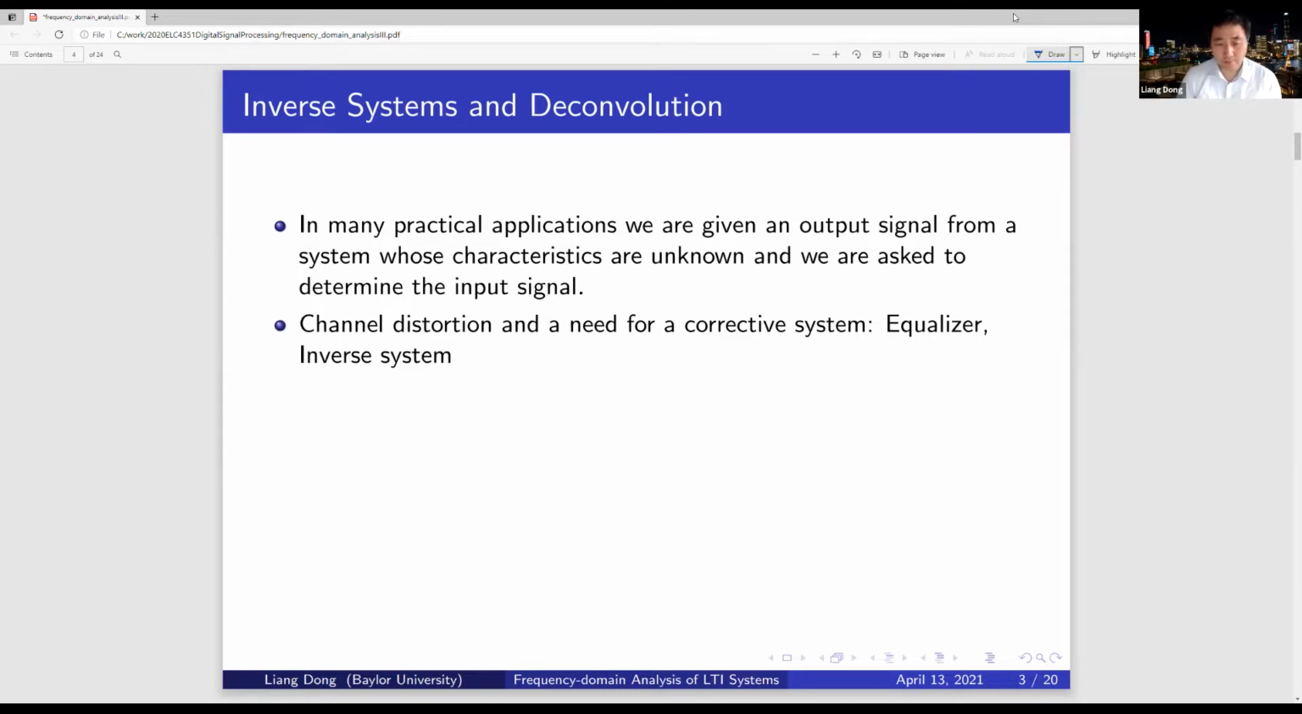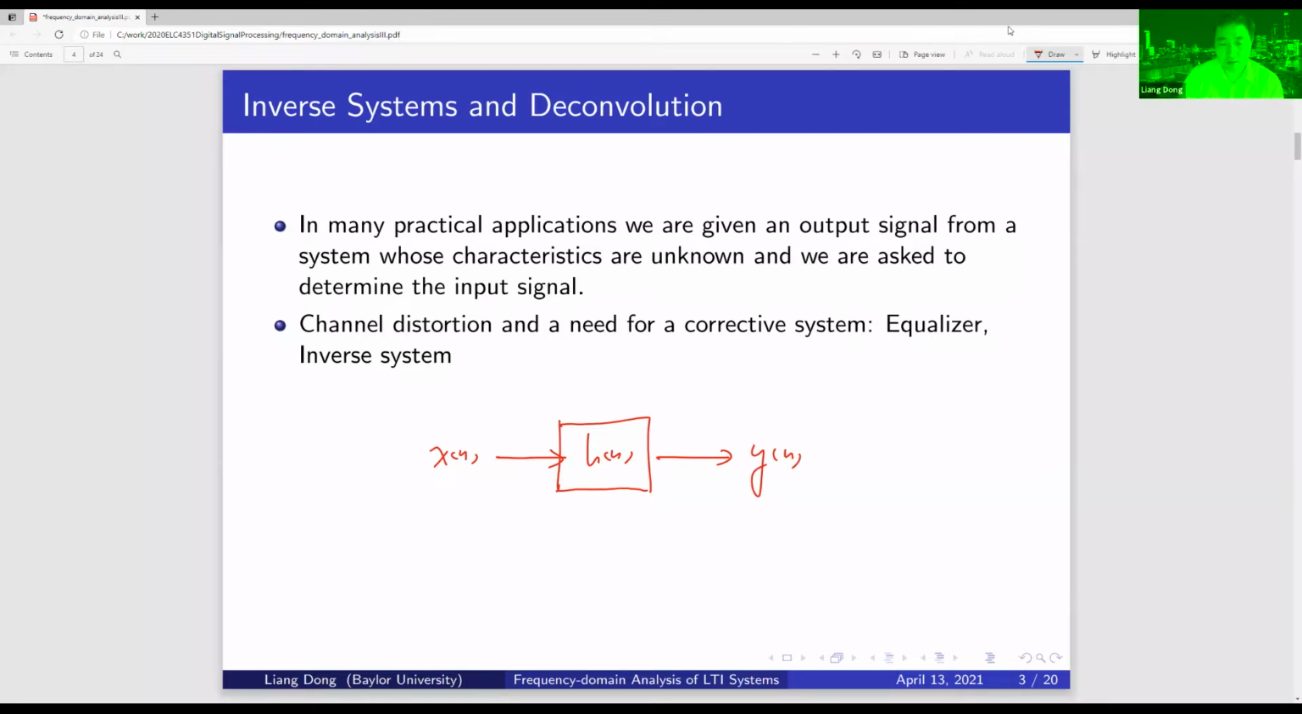Channel distortion and a need for a corrective system. So this is an inverse system. Now, what is channel distortion? Channel distortion, as I said, let me use this. For example, in a communication system, I have the signal coming here, going through a channel, and then I have the received signal. This is the received signal.